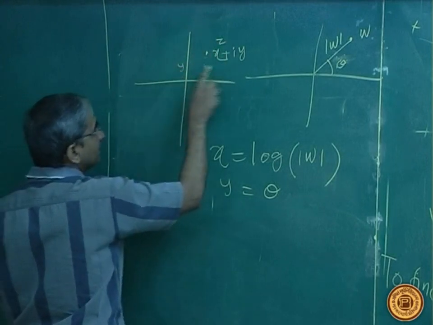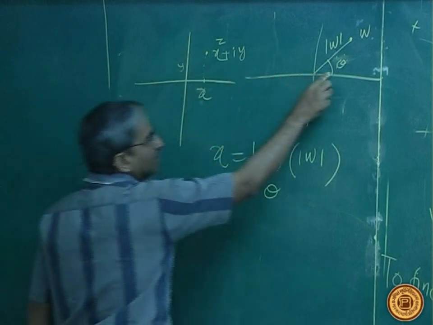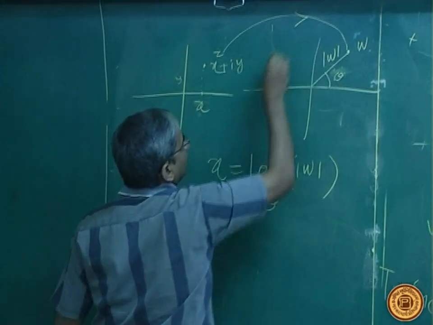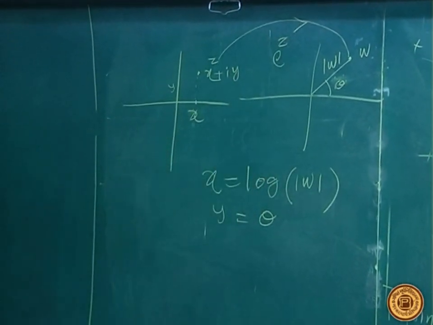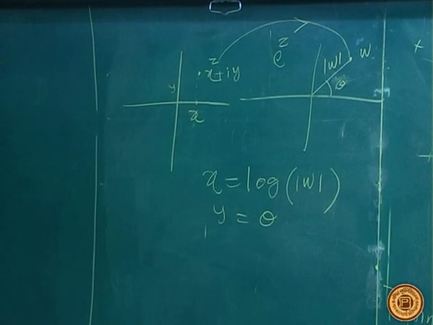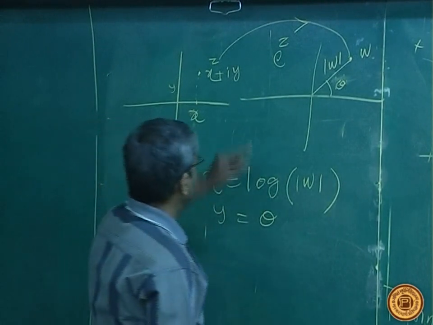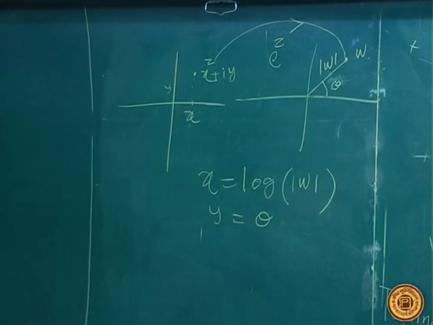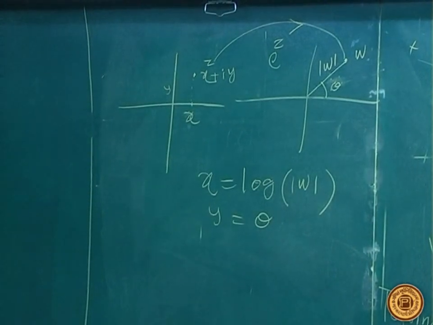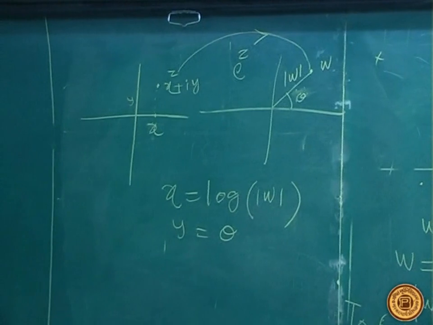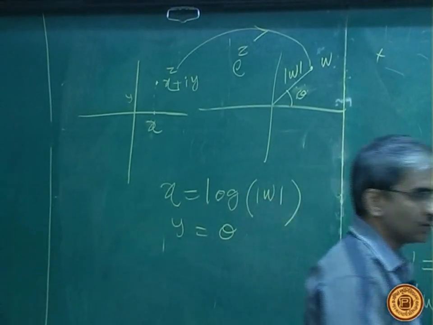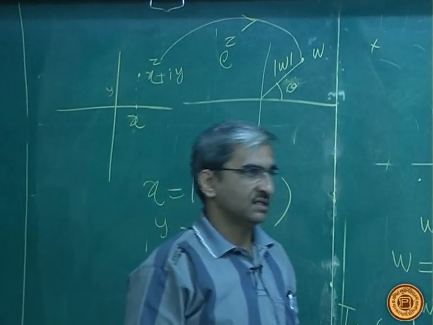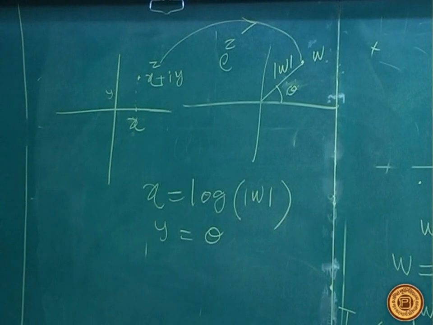Y, this distance I have taken looking at this, then this point will go to this point under e to the power z. This point will be mapped to the point w. So that is how the mapping goes. So for any non-zero w, I have just now proved that there exists a complex number z such that e to the power z is equal to w.